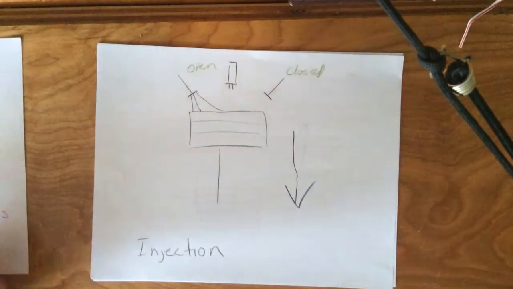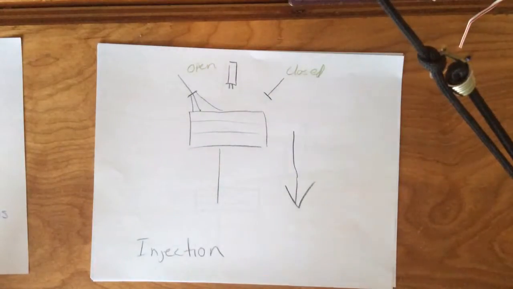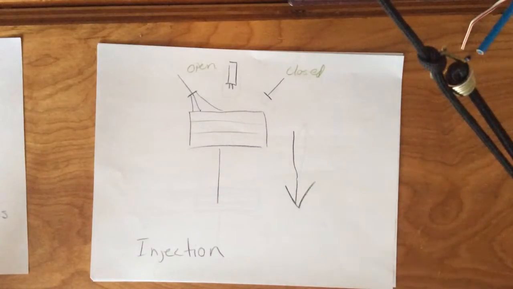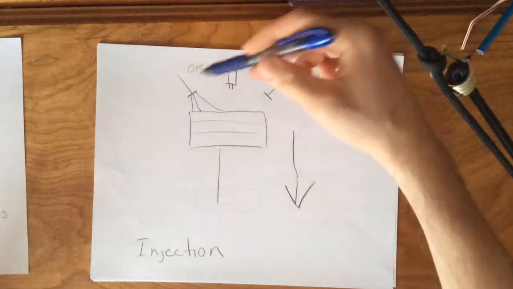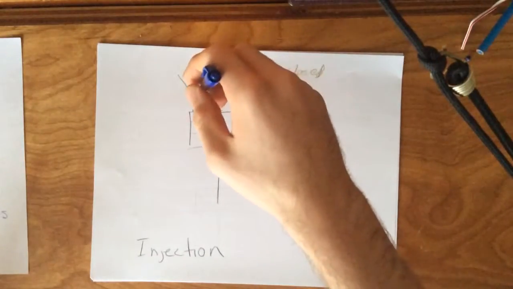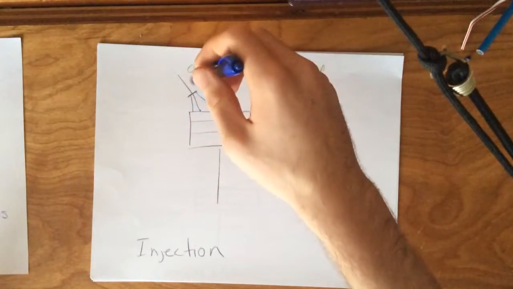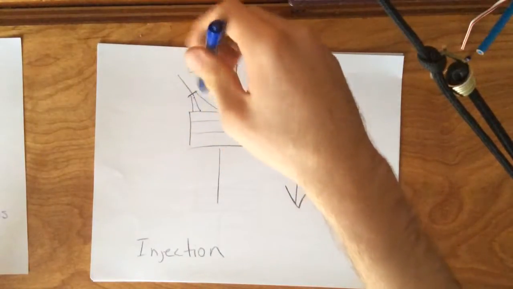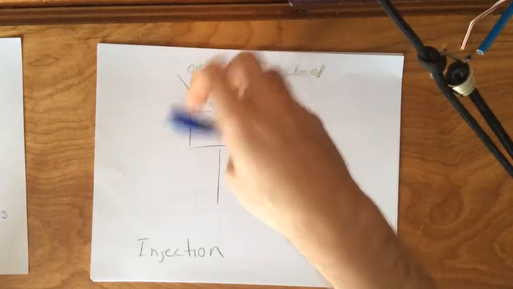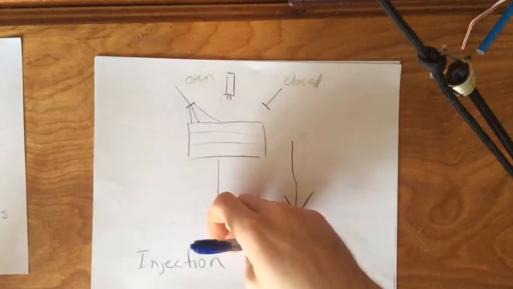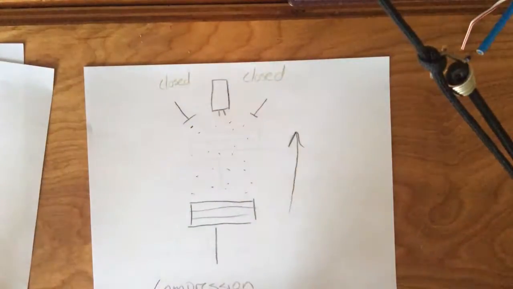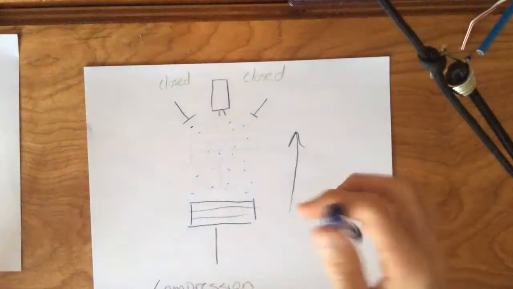So the first stage of each individual piston is injection, and this is simply when the piston, the injection piston, injects the engine with fuel. And so the fuel air mixture will come into the cylinder, and so the pressure from injecting it will push the piston down.